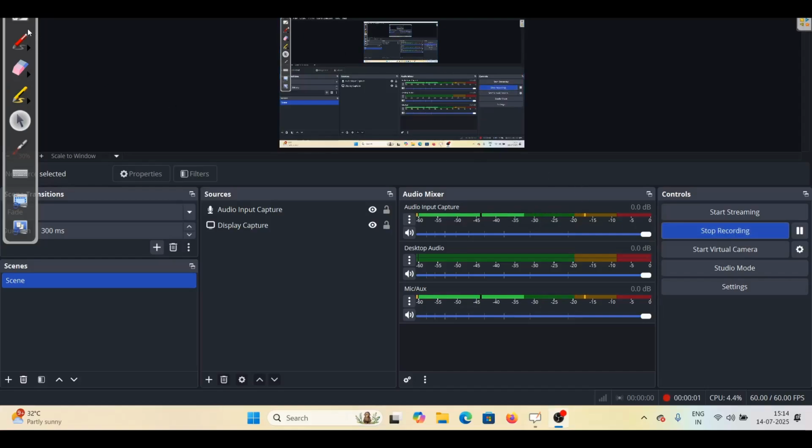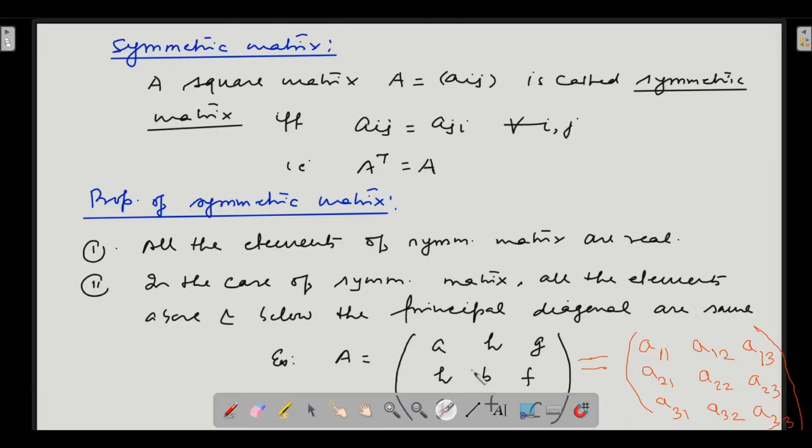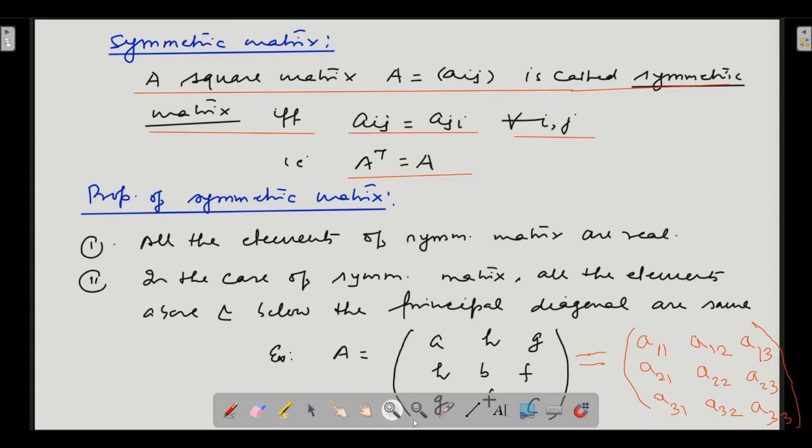We will learn about symmetric matrix in this particular class. A square matrix definition is written over here. Square matrix A equal to Aij is called symmetric matrix if and only if Aij is equal to Aji for all i and j, and A transpose is equal to A.